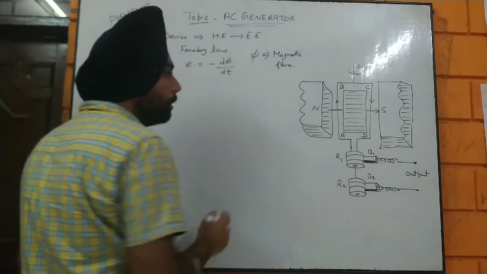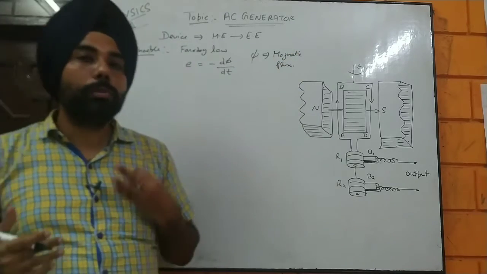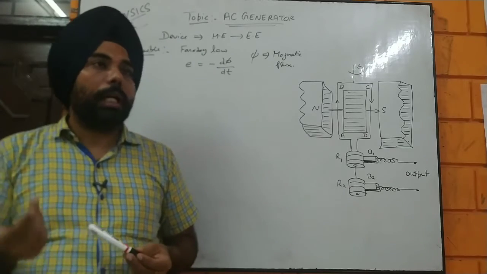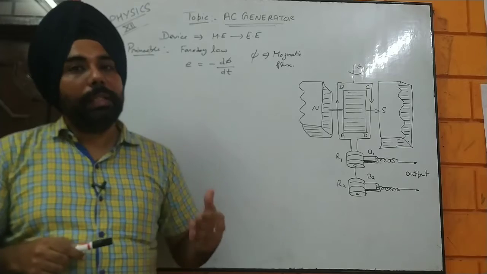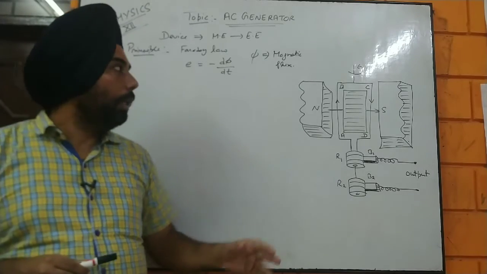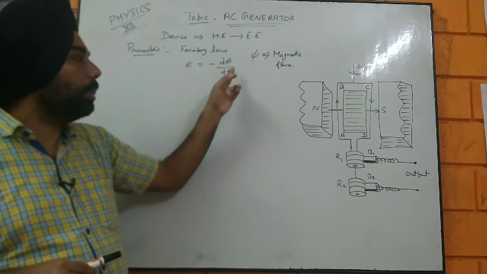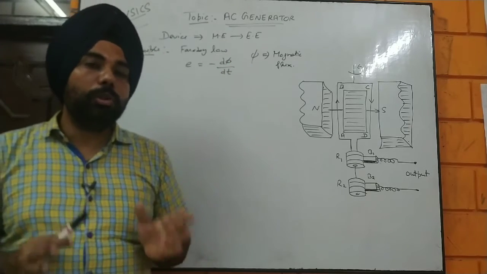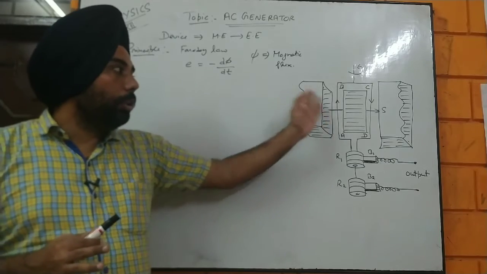Now, what is the flux? It is made up of so many magnetic lines of force. If those lines increase or decrease, which means there is a change in magnetic flux, and if there is a change in magnetic flux, there is always going to be an induced EMF. That principle is used in the generator.